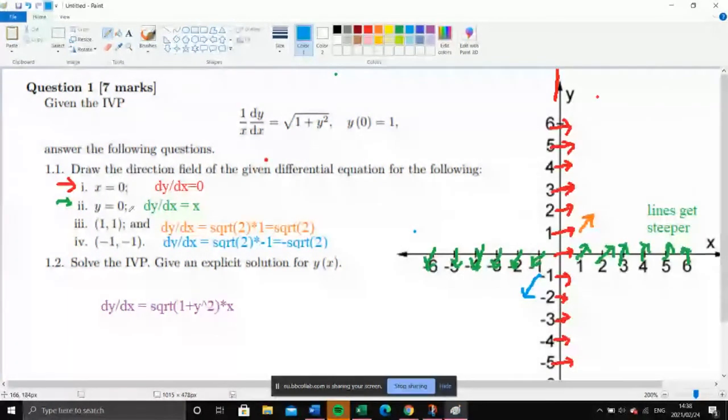So what I'm doing is I'm taking this line, so this x equal to 0 represents the y-axis. That is where x is equal to 0. I haven't been given any restrictions on y. I'm just told that x is equal to 0. That is the y-axis, okay? And then I'm asked to draw the direction field of the given differential equation along the y-axis.